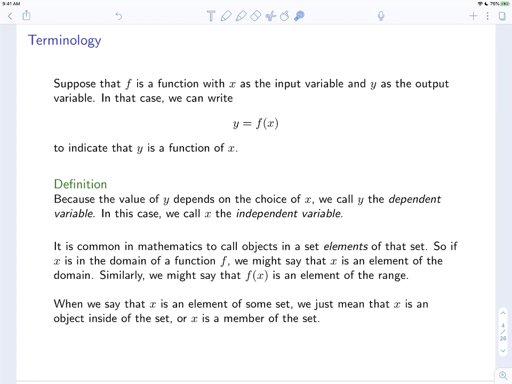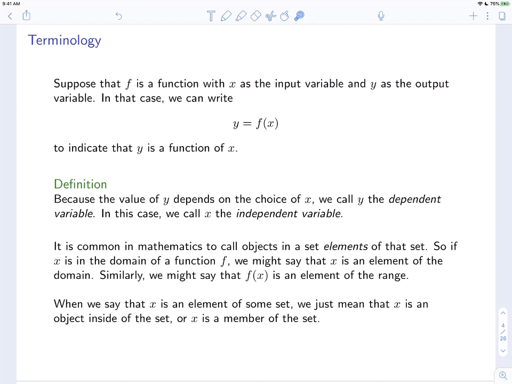Because the value of y depends on the choice of x, we call y the dependent variable. And in this case, we call x the independent variable. Because nothing is forcing a value on x, it's independent. But once you have an x, that determines the y. y depends on x. That's why it's called the dependent variable.